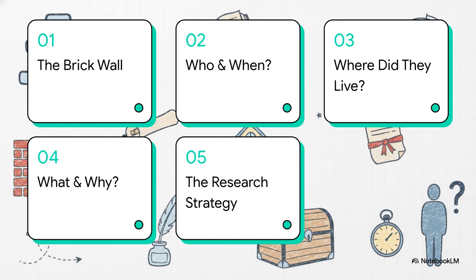So, here's our roadmap for this explainer. First, we'll look at the genealogy brick wall itself. Then, we'll cover who and when, followed by where did they live and what and why. Finally, we'll wrap up with a concrete research strategy.